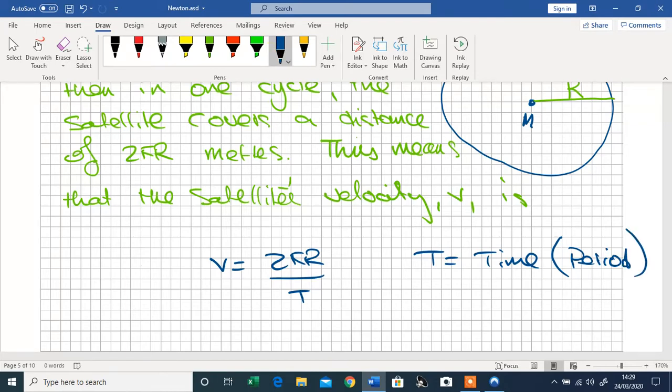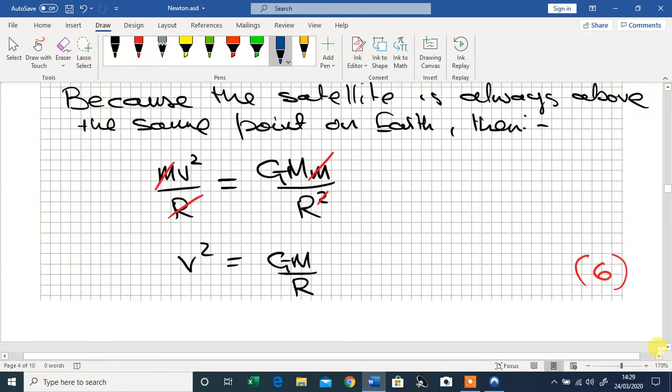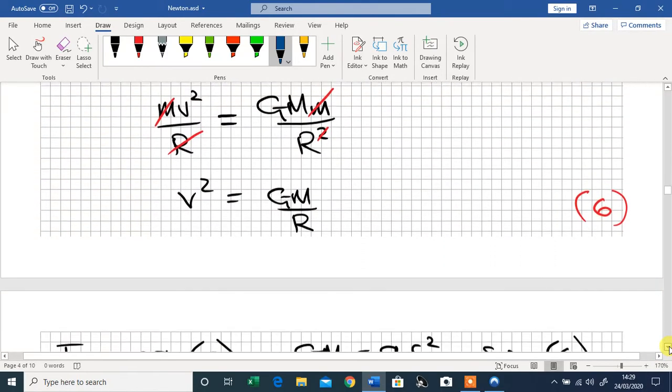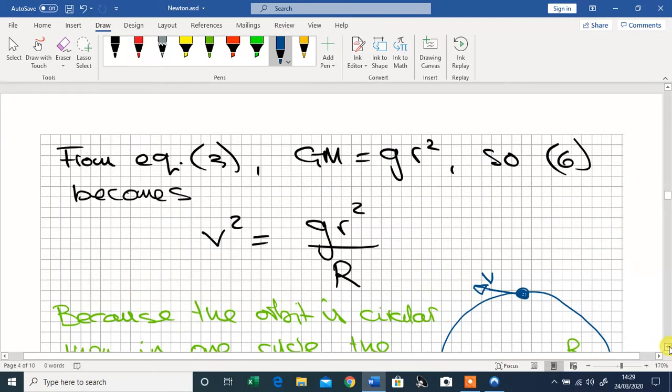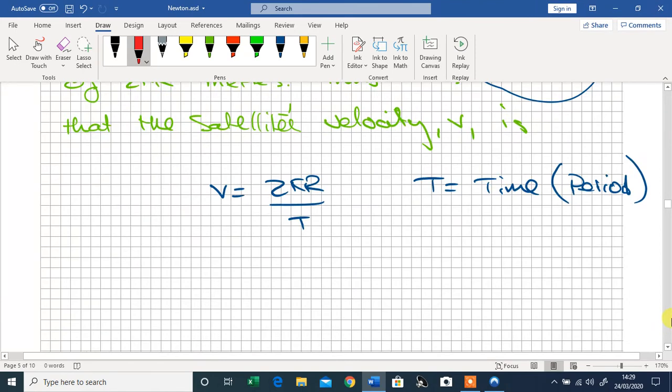Right, so we'll call this, and I've forgotten which equation we're up to again, so that's 6, and this one's equation 7, and we'll call this equation 8.